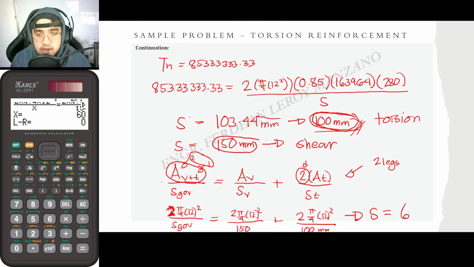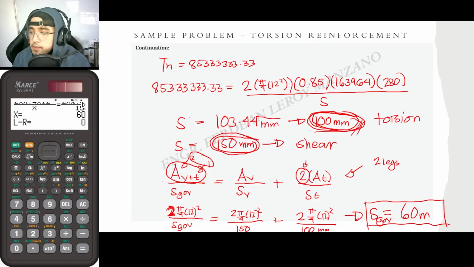S is now equal to 60 mm. So this is now the spacing that we will be using. So not 100, not 150, but 60 mm. So this spacing here now resists both torsion and shear. Okay? So next up, let us now check if that is within the limit for AV min.